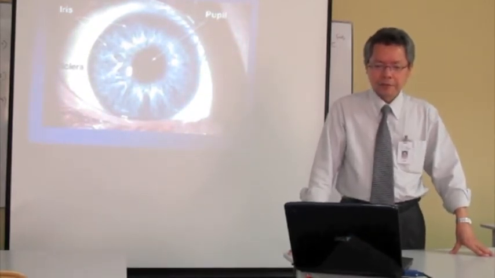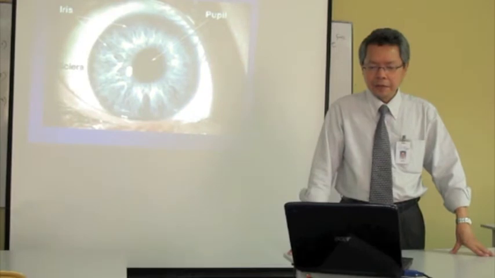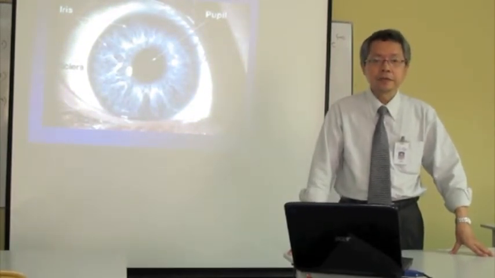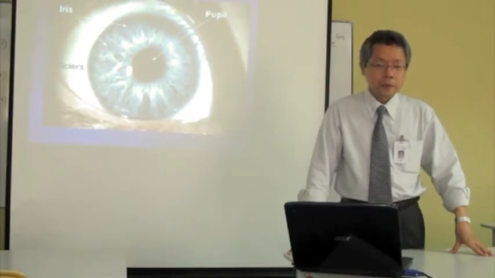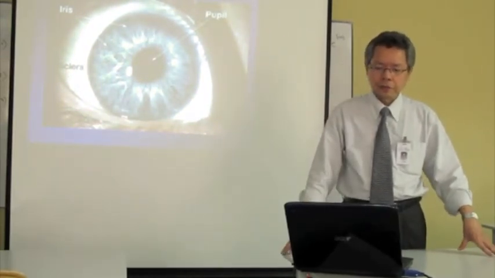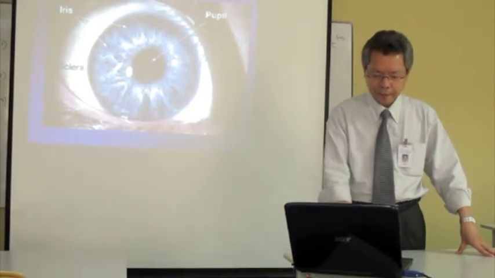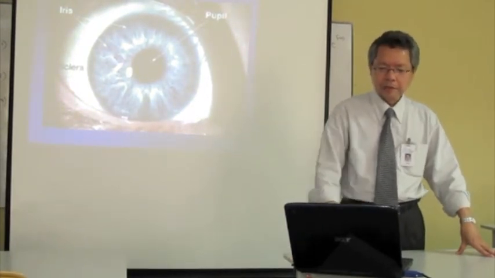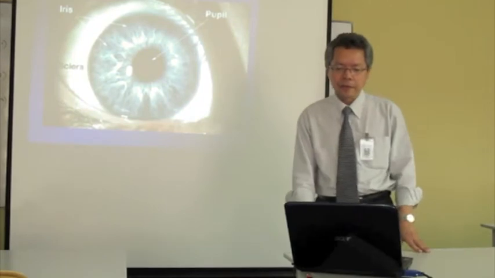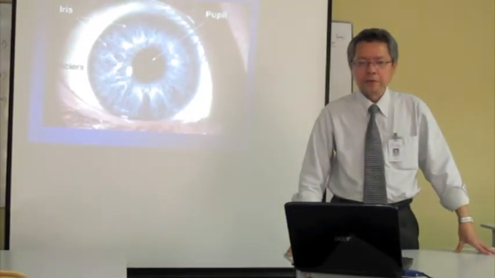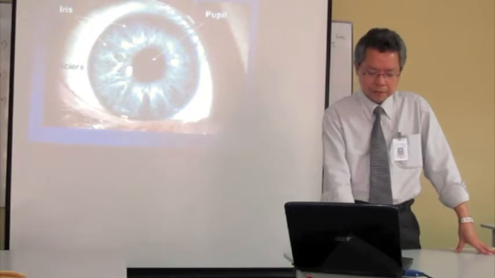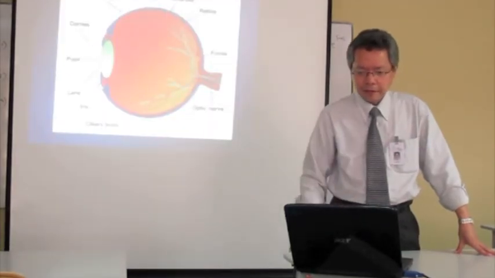The iris is part of the uvea. It contains muscles that can make the pupil, which is the opening of the eye, smaller or bigger. So in different lighting conditions, you'll find the pupil will adjust itself to different sizes to optimize the vision that you're getting.